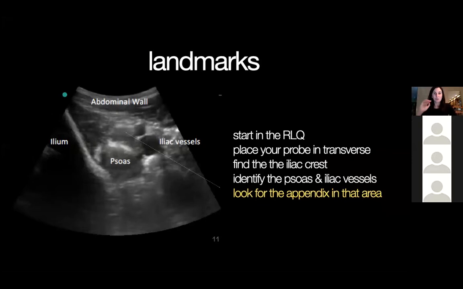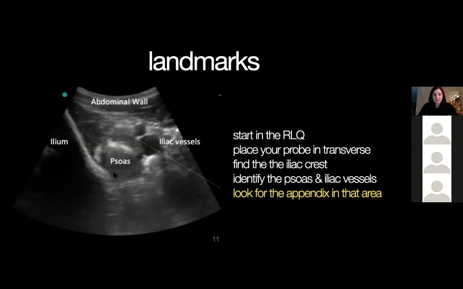So the landmarks technique is super easy. You want to start in the right lower quadrant, and you're going to place your probe in transverse. So transverse is like this. You're going to find the iliac crest. So everybody, you can touch your ASIS, and you're basically going to put the probe a little bit more medial to that. And the image you're going to get, you can appreciate on the screen, right under the probe marker, the green spot, is going to be your iliac crest.